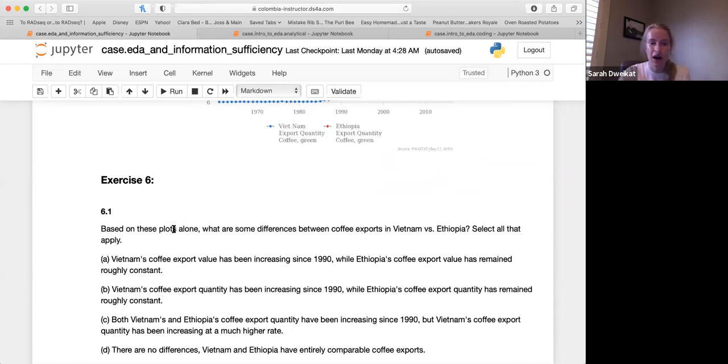A, Vietnam's coffee export value has been increasing since 1990, while Ethiopia's coffee export value has remained roughly constant. B, Vietnam's coffee export quantity has been increasing since 1990, while Ethiopia's coffee export quantity has remained roughly constant. C, both Vietnam's and Ethiopia's coffee export quantity have been increasing since 1990, but Vietnam's coffee export quantity has been increasing at a much higher rate. Or D, there are no differences. Vietnam and Ethiopia have entirely comparable coffee exports.